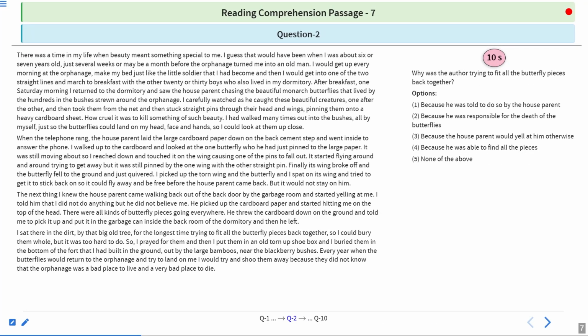The next question is: why was the author trying to fit all the butterfly pieces back together? Options are: because he was told to do so by the house parent, because he was responsible for the death of the butterflies, because the house parent would yell at him otherwise, because he was able to find all the pieces, and fifth, none of the above. You have 10 seconds to choose one of these.